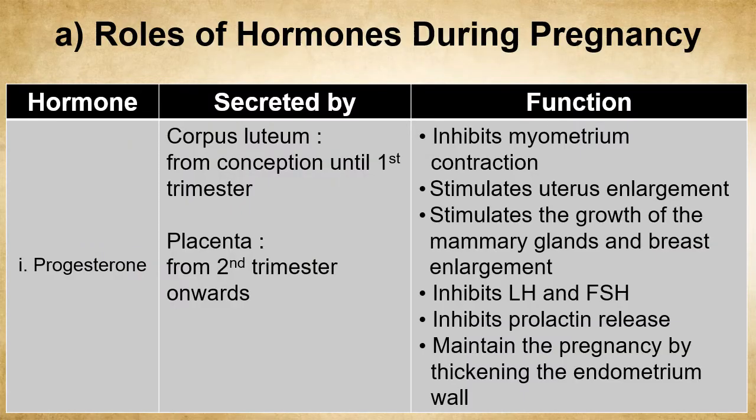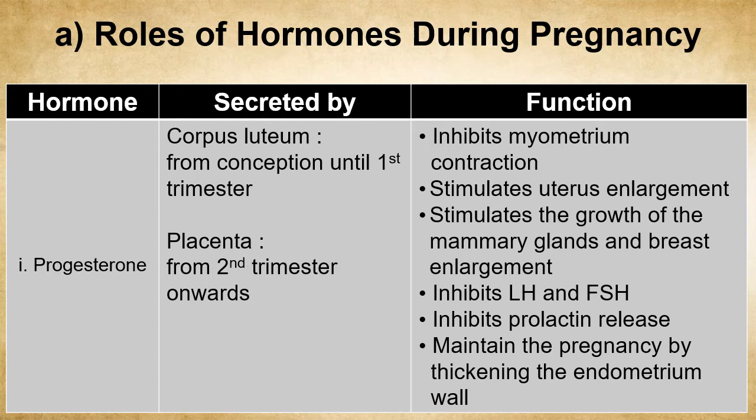Okay, so now we're going to look at 9.4a, roles of hormones during pregnancy. The first hormone is progesterone. Progesterone is secreted by the corpus luteum in the ovary from conception until first trimester. And then from second trimester onwards, progesterone is secreted by the placenta.